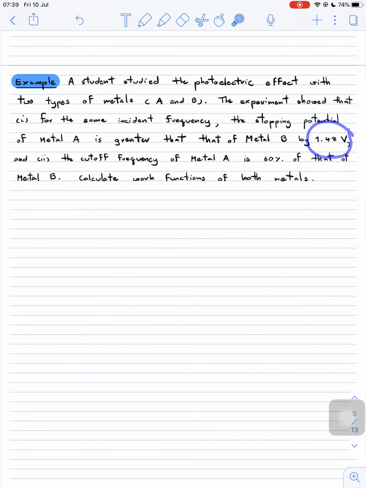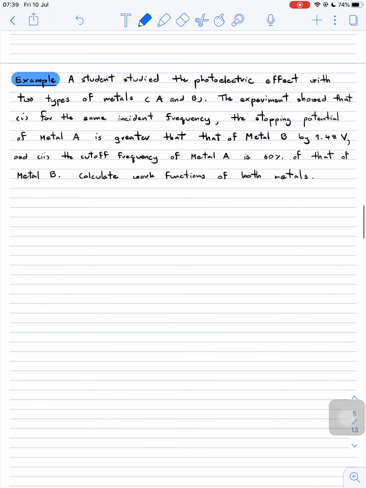Okay, then let's write this down as an equation first. So we see that the stopping potential of metal A is greater than that of metal B, so minus the Vs sub B by 1.48 volts, right?